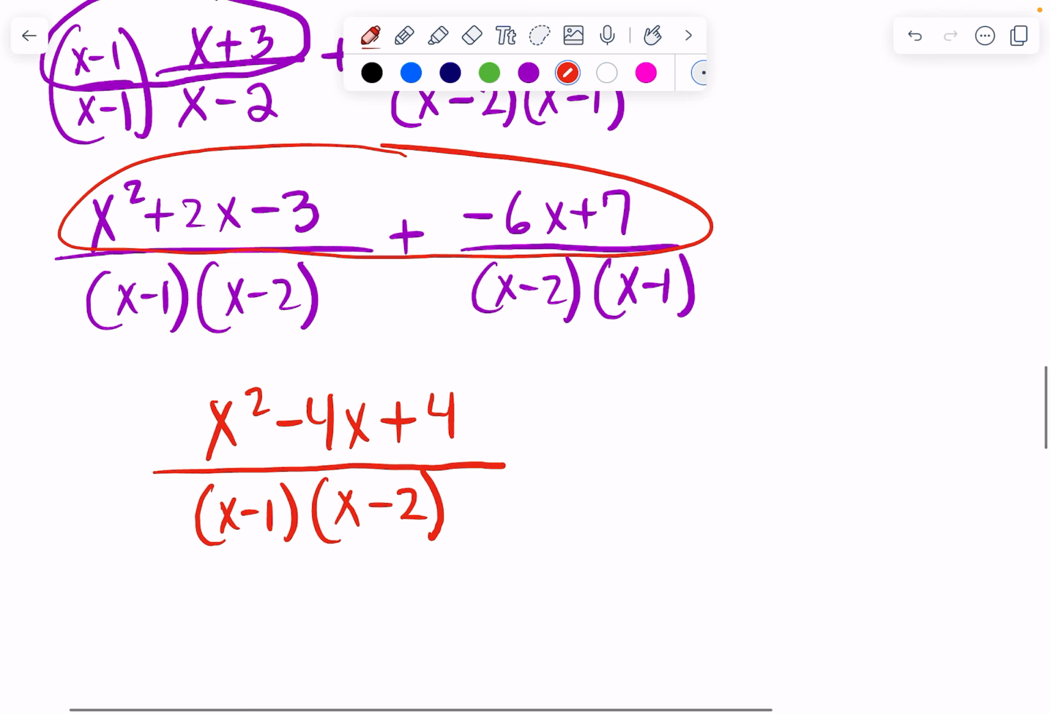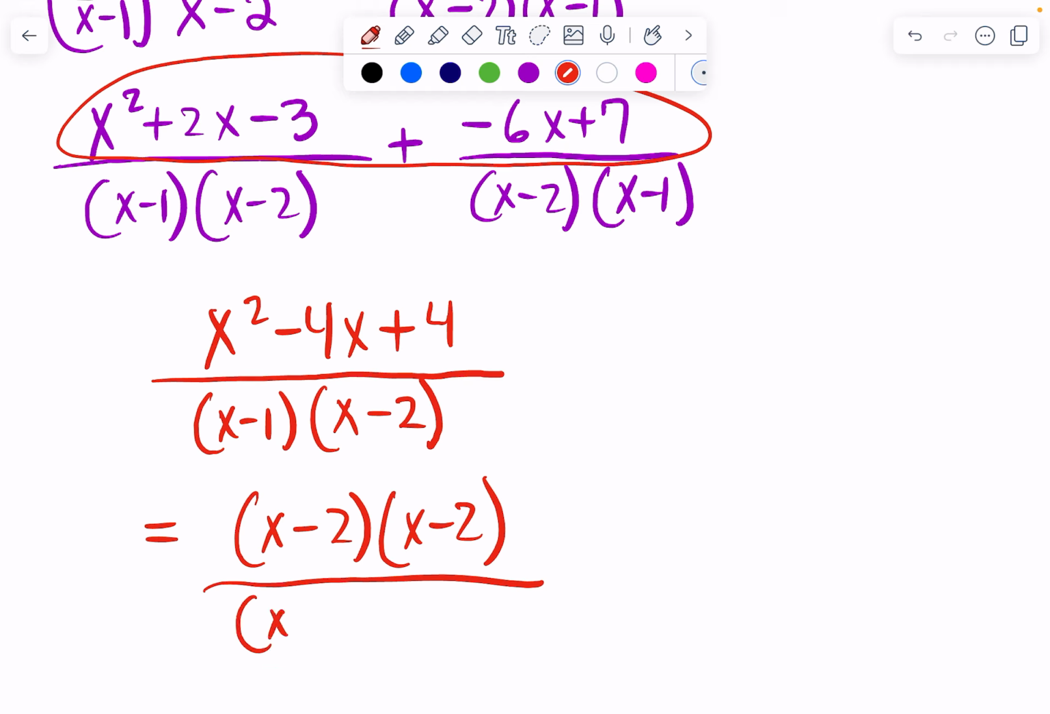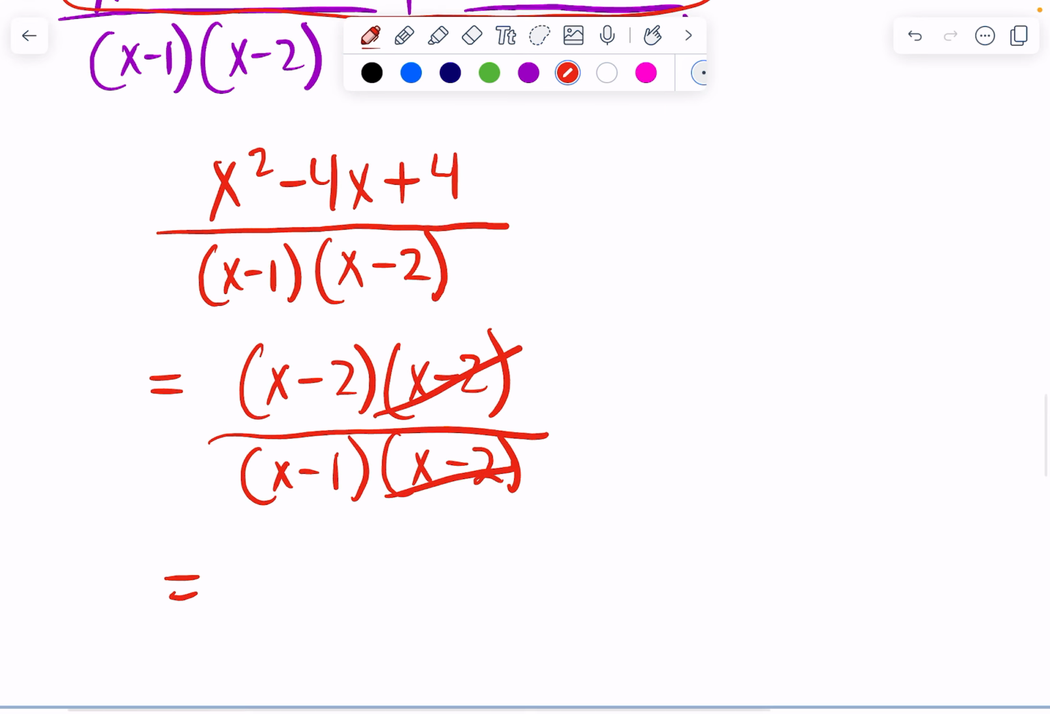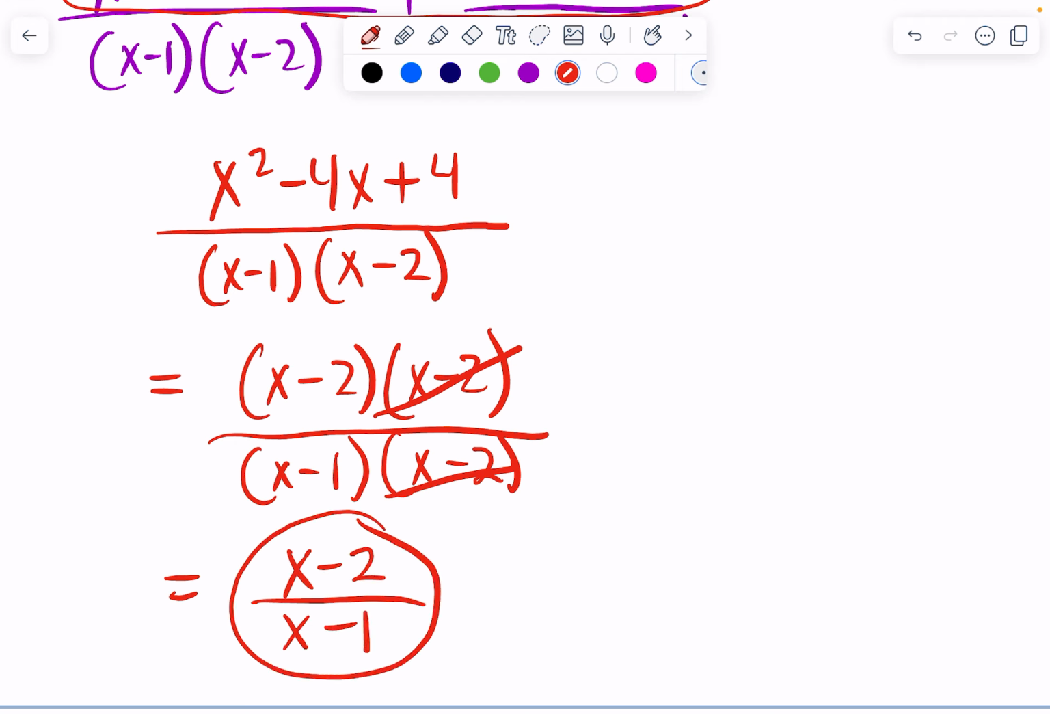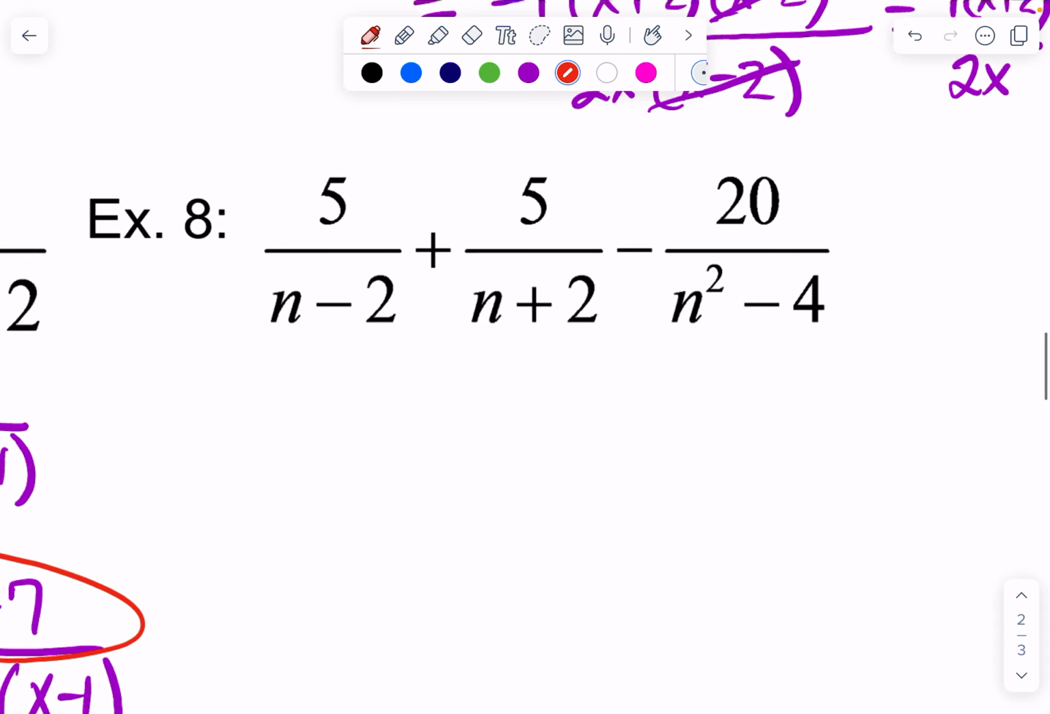The numerator is factorable. It's a perfect square, actually, so it's going to be x minus 2 times x minus 2 over x minus 1 times x minus 2. The x minus 2 cancels with this x minus 2, and I am left with x minus 2 over x minus 1. Let's go. All right, last but not least, what if I have 3?